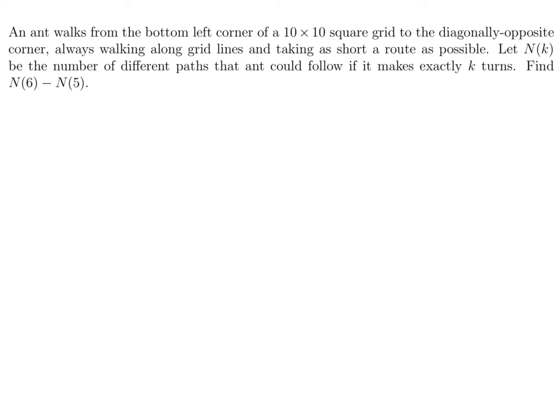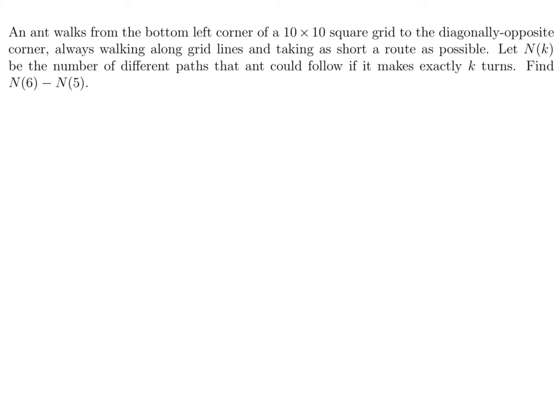An ant walks from the bottom left corner of a 10 by 10 square grid to the diagonally opposite corner, always walking along grid lines and taking as short a route as possible. Let nk be the number of different paths the ant could follow if it makes exactly k turns. Find n6 minus n5.